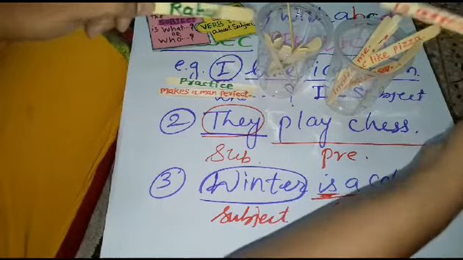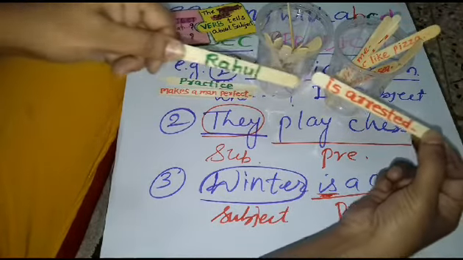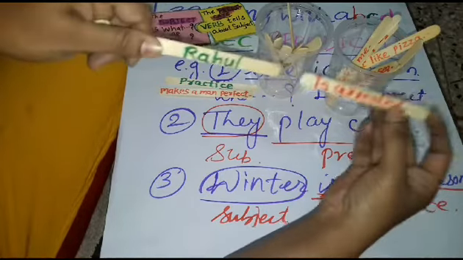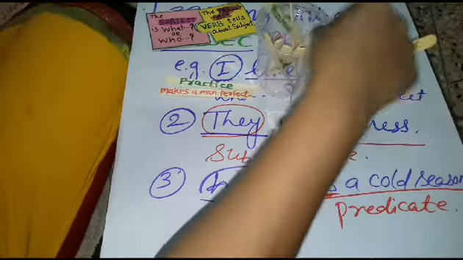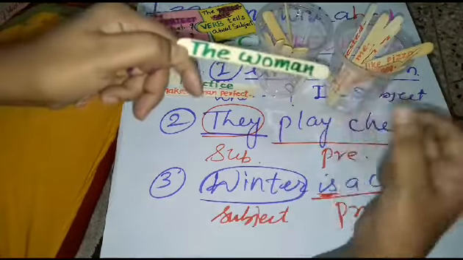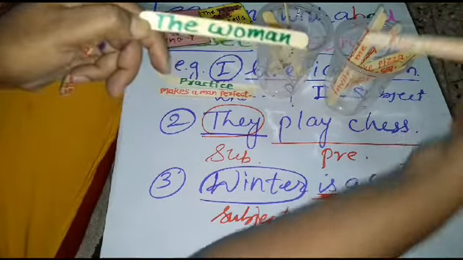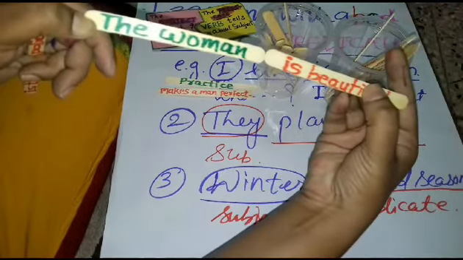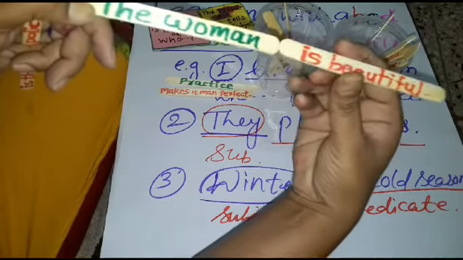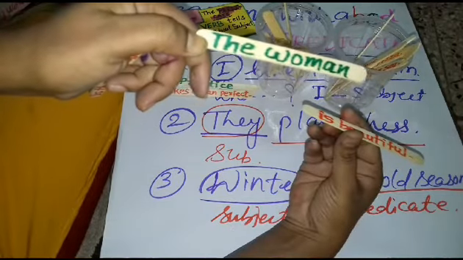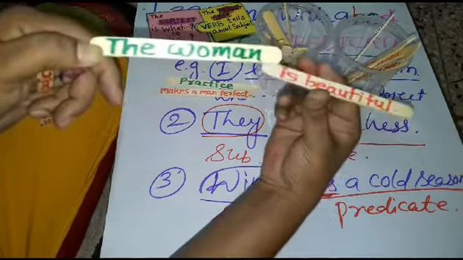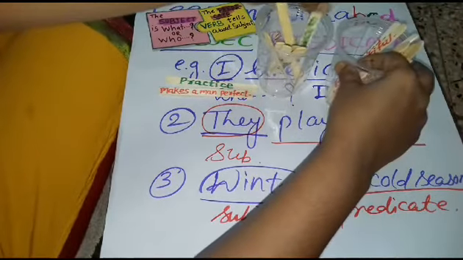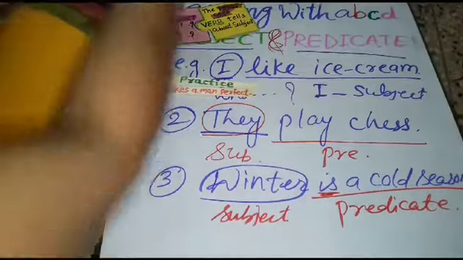Now I will try. Yes, Rahul, the same, is arrested. Yes, correct. Rahul is a subject, is arrested is predicate. Now another, the woman, the woman play chess. No, the woman is beautiful. Yes, correct. The woman is a subject here, and is beautiful is a predicate. So you can try this activity with the children.